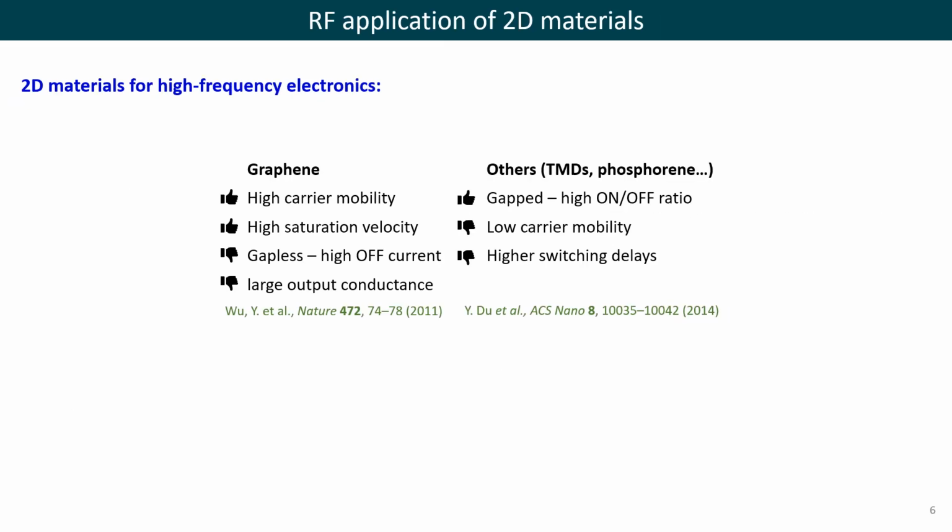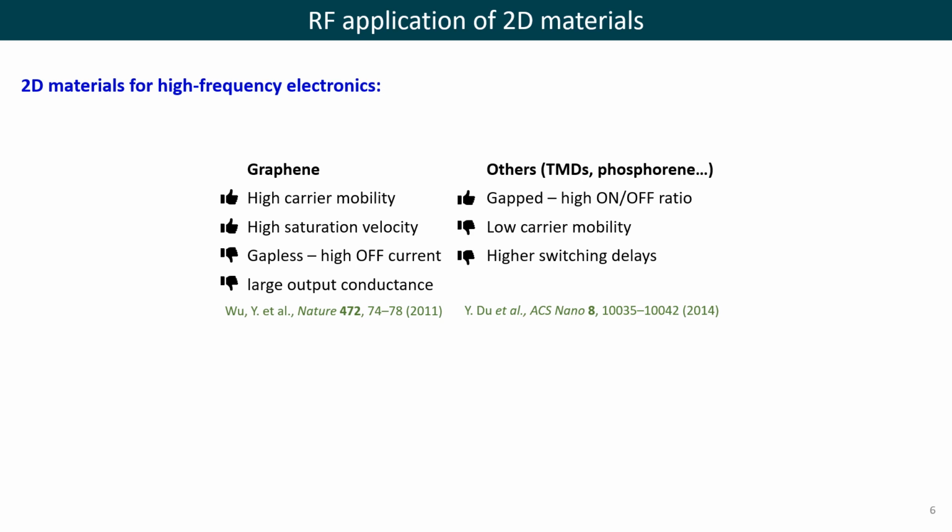Now let me briefly discuss the high frequency applications of the 2D materials. Regarding the high frequency applications, the 2D materials, including the 2D semi-metals like graphene and the 2D semiconductors, have a good history. Initially, graphene was thought to be the most suitable candidate owing to its high carrier mobility and high saturation velocity, but the gapless nature of the band structure of graphene gives rise to high off current and large output conductance, which further leads to compromised current and voltage gains.